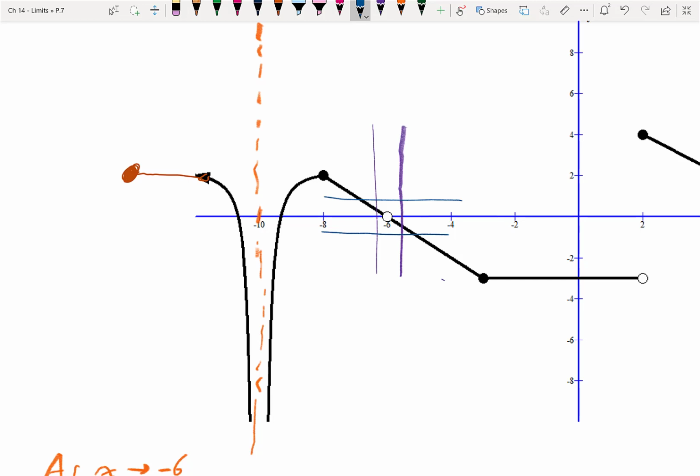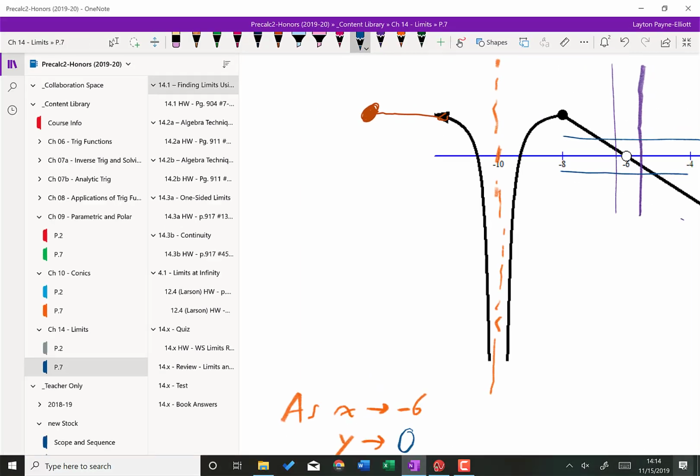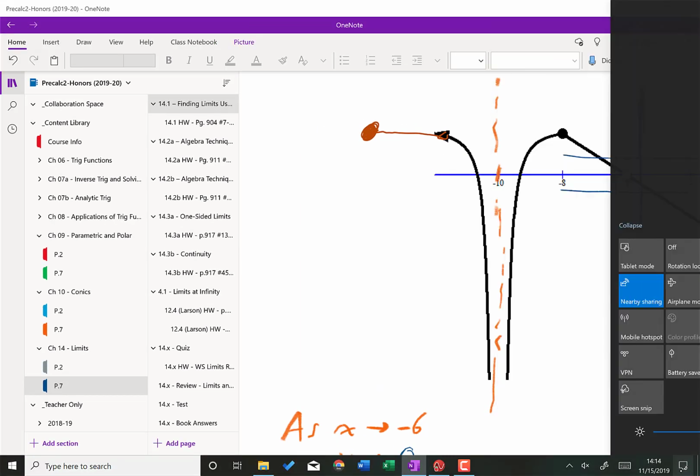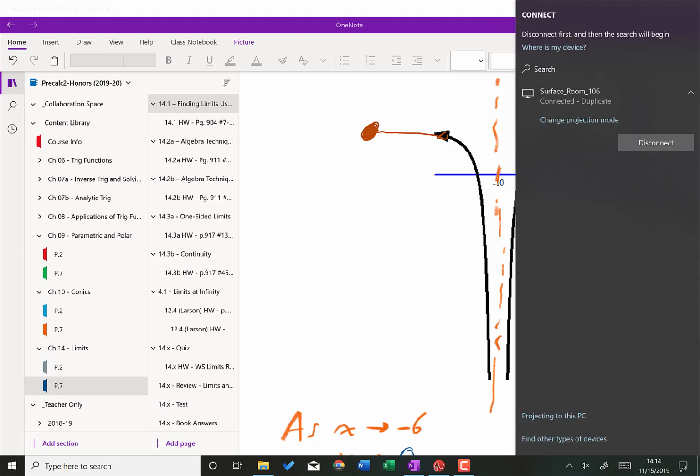But basically, as that shrinks down and gets smaller, you see how it's targeting a single place. It's not a point that it's targeting, it's a location. There is no point there, but that's not the point. The idea is that as x approaches negative 6, y approaches what? You can say it, even though it's disconnected, 0. So write that down for the limit of x approaching negative 6. As x approaches negative 6, y approaches 0.